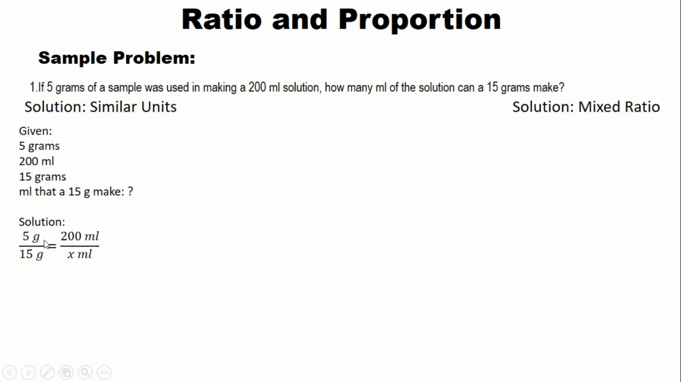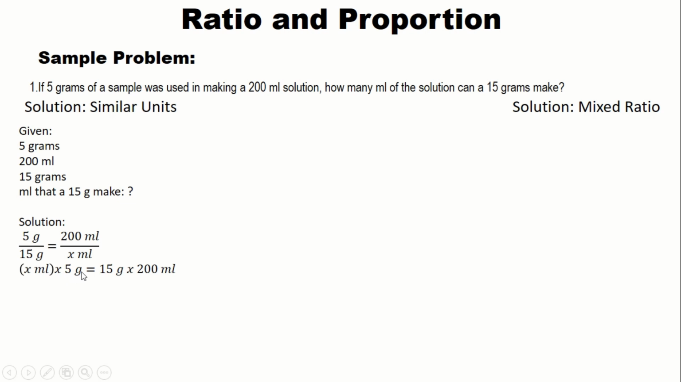So again, this is portion of a whole, portion of a whole. The pair should be facing each other. So for similar units, the pair should be facing each other. This is the portion of a whole, portion of a whole. So let's simplify by cross-multiplying each denominator with a particular numerator or vice versa. So it will look like this.